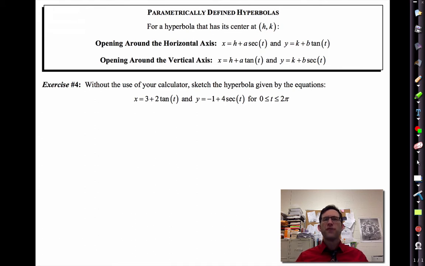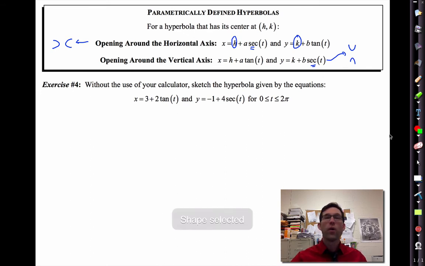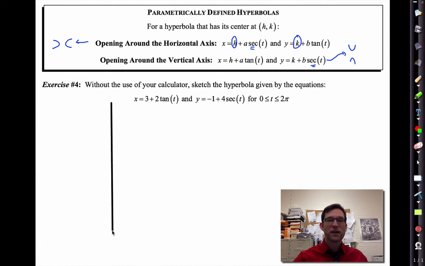All right, parametrically defined hyperbolas. So we got our typical center. Very often we use the letters h and k, right? That always sort of begins how we write our function. Those that are horizontally oriented hyperbolas, ones that look like this, well, they have secant in the x coordinate. Vertically oriented ones like this, well, they have secant in the y direction. Okay, so let's see how much of this we can do now without our calculators. Without the use of your calculator, sketch this hyperbola.